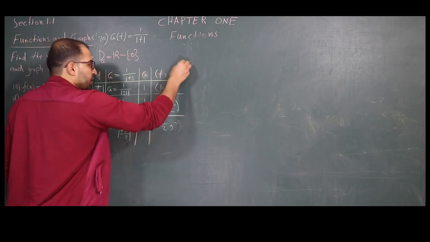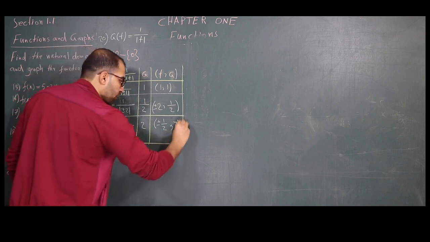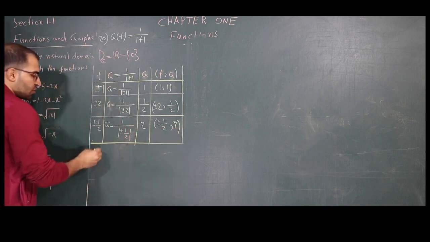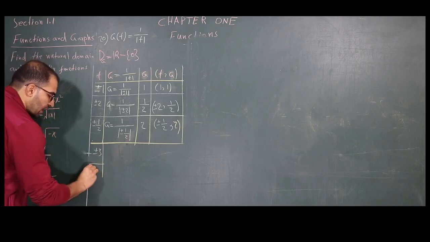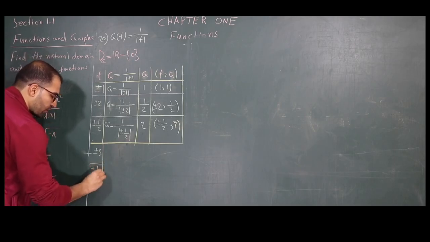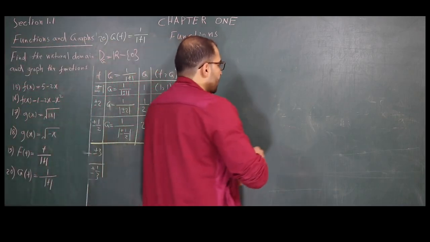So I completed the table right now. You can choose another point, for example. You can just choose, for example, plus minus 3. You can do it as homework, and plus minus 1.3. And you will know now why I chose these points.